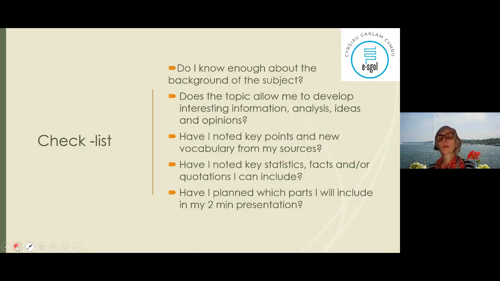Now, just a quick checklist, and I will finish with that. Remember to ask yourself, do I know enough about the background of the subject? Does the topic allow me to develop interesting information, analysis, ideas, and opinion? Have I noted key points and new vocab from my sources to be able to use them? Have I noted key stats, facts and or quotations I can include? Sometimes you find a really good quotation and you think, oh yes, I want to use that one. And have I planned which parts I will include in my 2-minute presentation and which parts I will try to remember or use for the discussion?